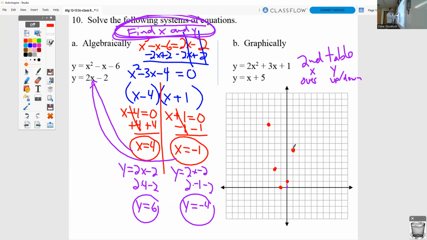That's good enough. So connect it. You want to make sure that these are accurate. Make sure that you have arrows on the ends, and you should always label it.